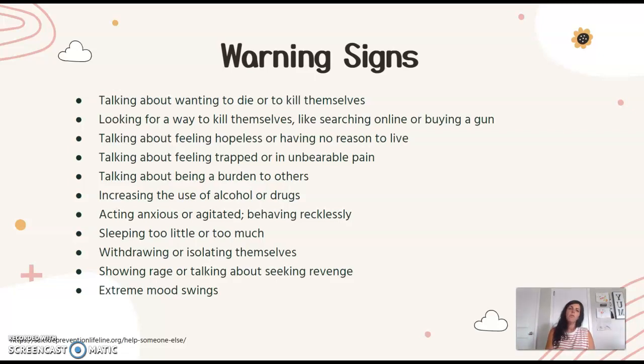If they're expressing a lot of hopelessness, no reason to live, that very heavy, I don't want to say Debbie Downer because that's not quite the right description, but having a lot of negative self-talk, negative talk about life, or they're not super future focused. They're very down on a lot of things. So feeling trapped, having unbearable pain, being a burden to others, those are all signs that maybe something more serious is going on. Increasing the use of alcohol and drugs.